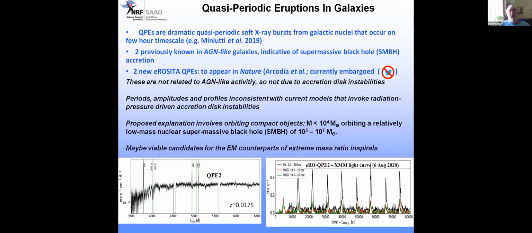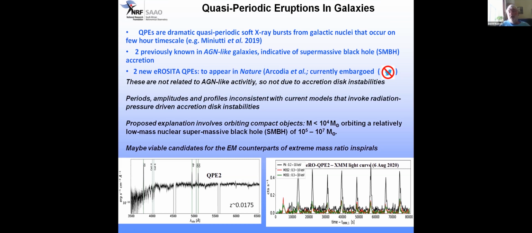And so they're most likely thought to be due to the normal accretion disk instability that you have for radiation pressure driven accretion disks. But in these systems, the SALT data have shown that they are normal galaxies. This is a typical spectrum here showing the galaxy with fairly narrow emission lines, certainly not an AGN. And so this is about to appear in Nature. It should be out in the next couple of weeks.